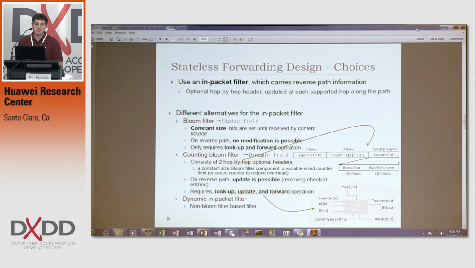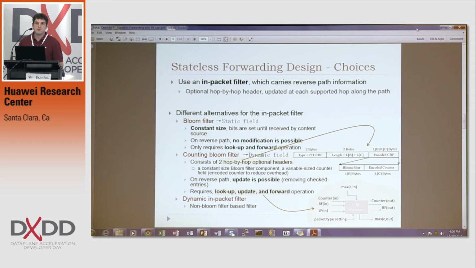So in-packet filter is an optional hop-by-hop header, which is updated at each hop along the path. We have different approaches we can use for that. We can use a Bloom filter, which is a static field filter. So it's constant size, and bits are set at each hop until it's retrieved by the content source. But on the reverse path, no modification is possible. So it can trigger false positives, and it can contribute to the overhead. But it is simple, and it requires only lookup and forward operation.